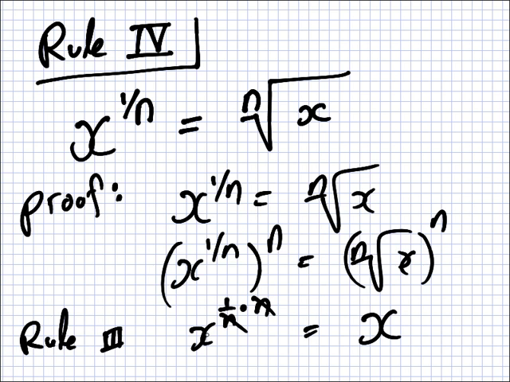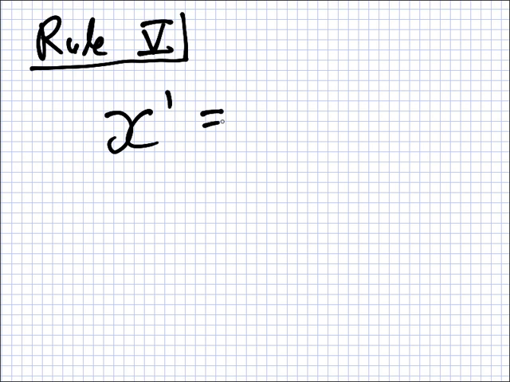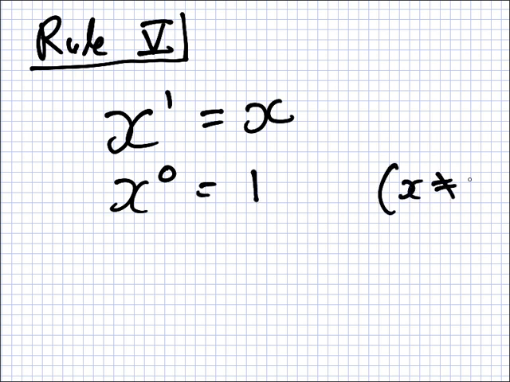Now the last one here, not so much a rule, but just some basic values or properties, or you can call it a rule if you like. The first one says x power 1 equals x, which is obvious, but just to make it clear. X power 0 is equal to 1, and this is only true if x is not 0.